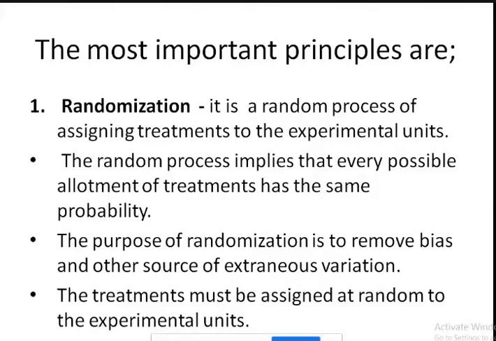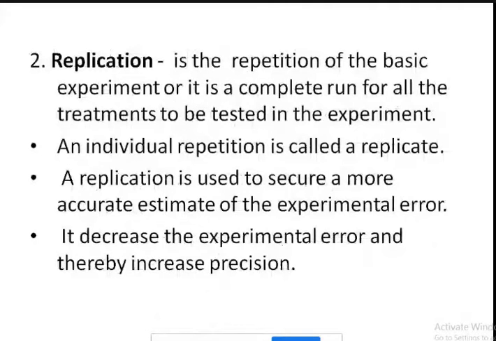The second principle is replication. It is the repetition of the basic experiment, or a complete run for all the treatments to be tested in the experiment. An individual repetition is called a replicate, and replication is used to secure a more accurate estimate of the experimental error. It also decreases the experimental error and thereby increases its precision.